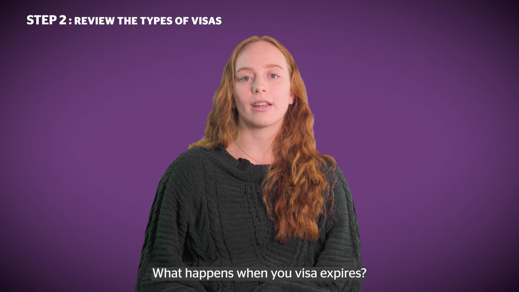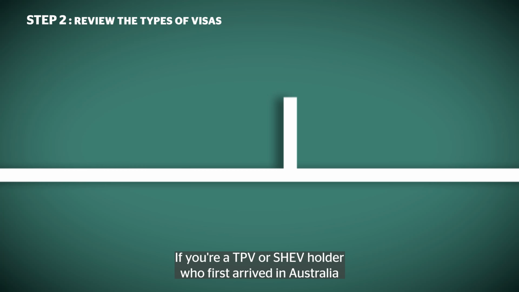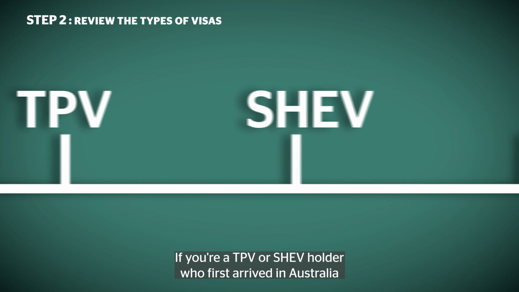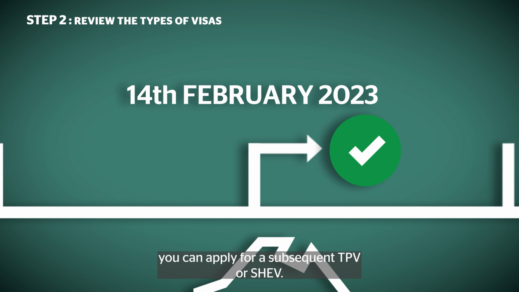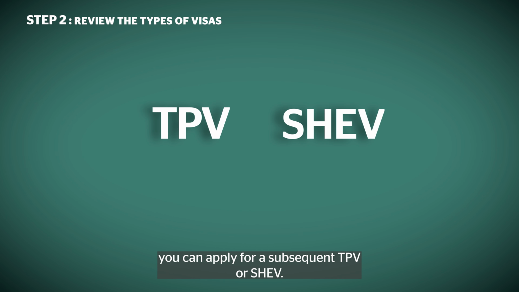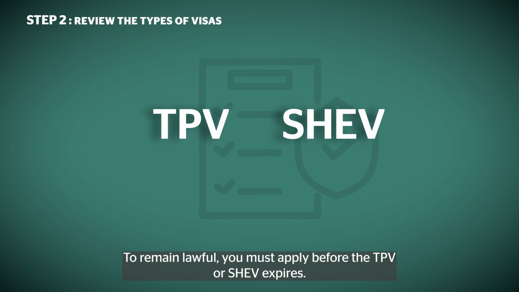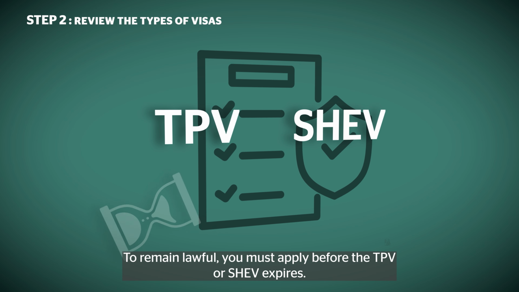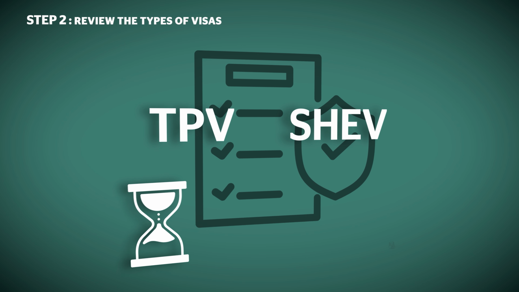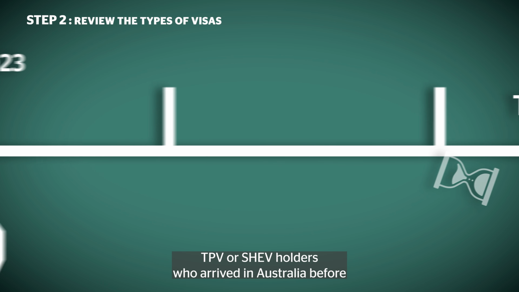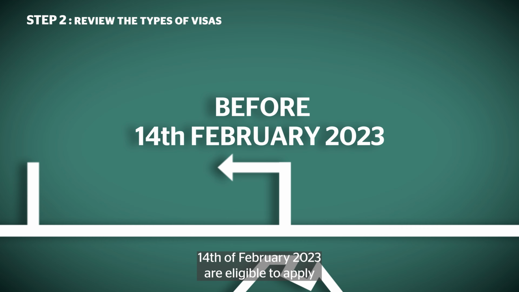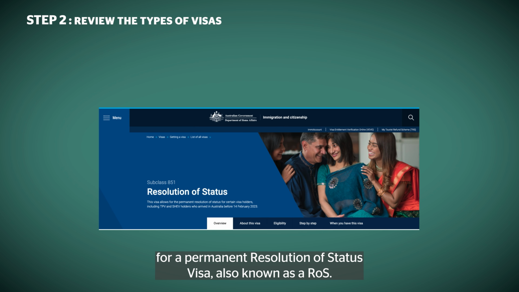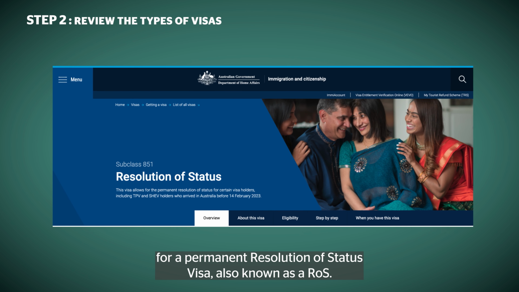What happens when your visa expires? If you're a TPV or SHEV holder who first arrived in Australia on or after the 14th of February 2023, you can apply for a subsequent TPV or SHEV. To remain lawful, you must apply before the TPV or SHEV expires. TPV or SHEV holders who arrived in Australia before the 14th of February 2023 are eligible to apply for a permanent resolution of status visa, also known as a ROS.